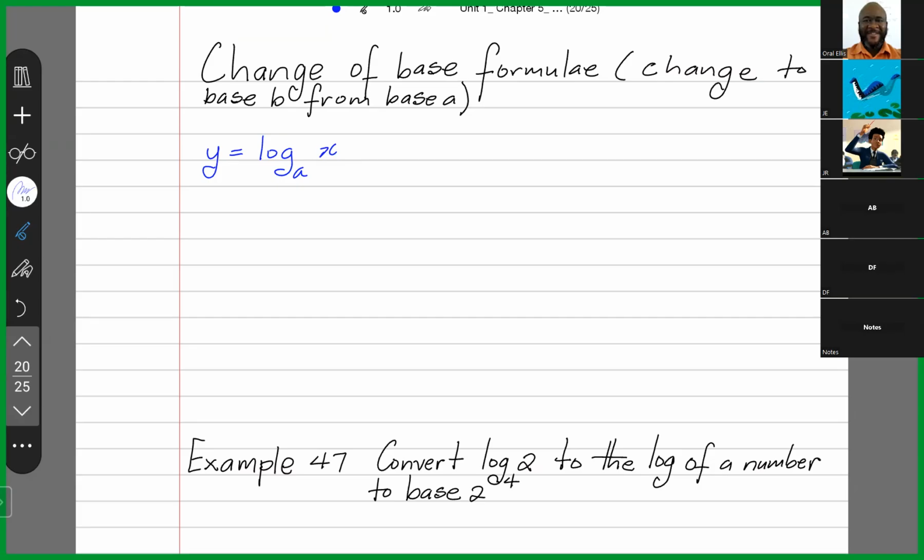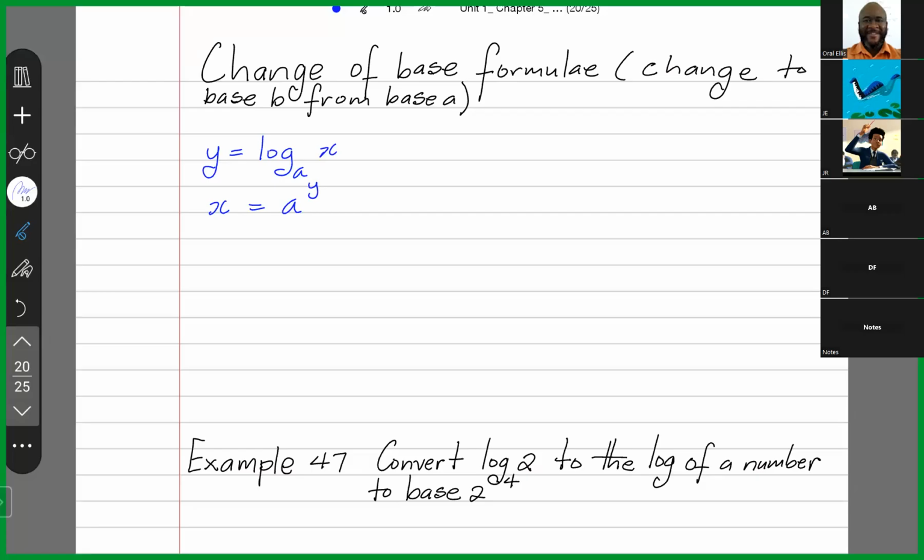All right, so this is log form. The log to the base A of x is equal to y. So in index form, it is the number x is equal to the base A raised to the power y. So I just moved from what? Log form to index form.